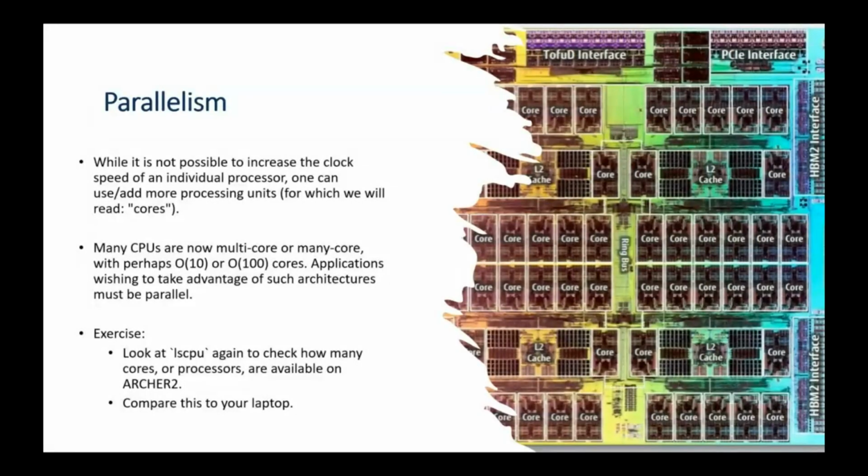While it's not possible to increase the clock speed anymore based on these power-related issues, we could try to add more processing units, more cores, replicate this individual unit, and now we see many CPUs have tens or hundreds of cores. On ARCHER2, it's 128 cores per node, 64 cores per CPU. You can use the information you had from lscpu to look at this and check on ARCHER2 and compare to your own device. I won't pause for us to do that right now, but do it at the moment.